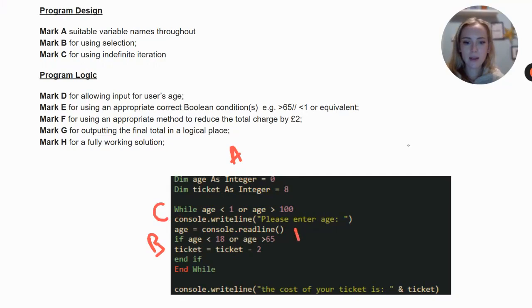D for allowing the user input. E for correct Boolean condition. Fabulous. F is for appropriate method to reduce the total by £2. You can see we've done that here. G for the output in a logical place, which actually is after we have completed this while loop, because no good outputting the total before we've checked all of these things. For a fully working solution, we have tested this, it works, so I get that final mark. Give yourself a score out of 8.